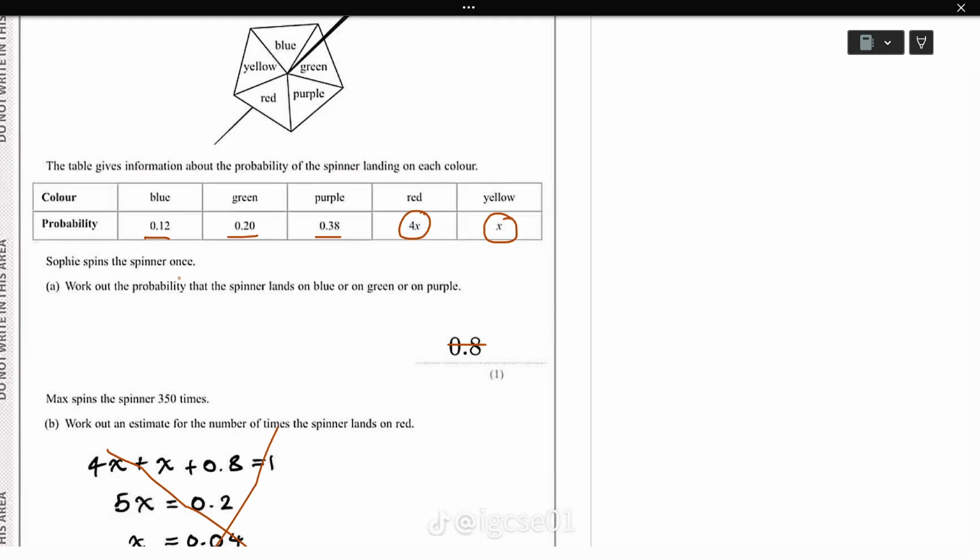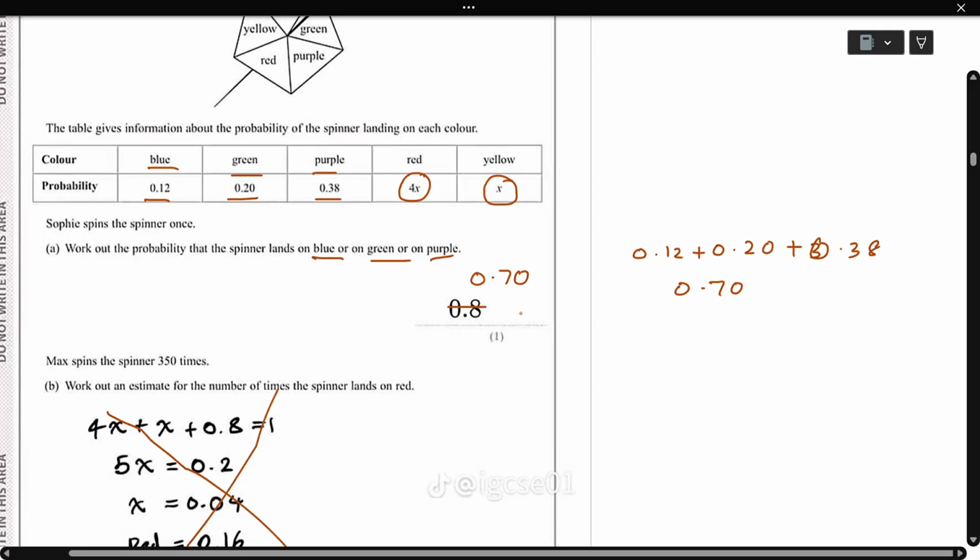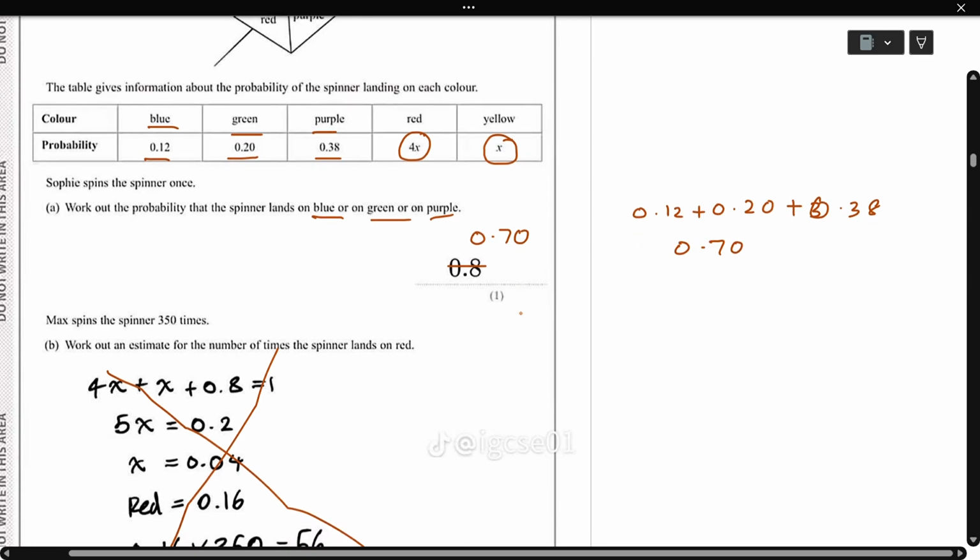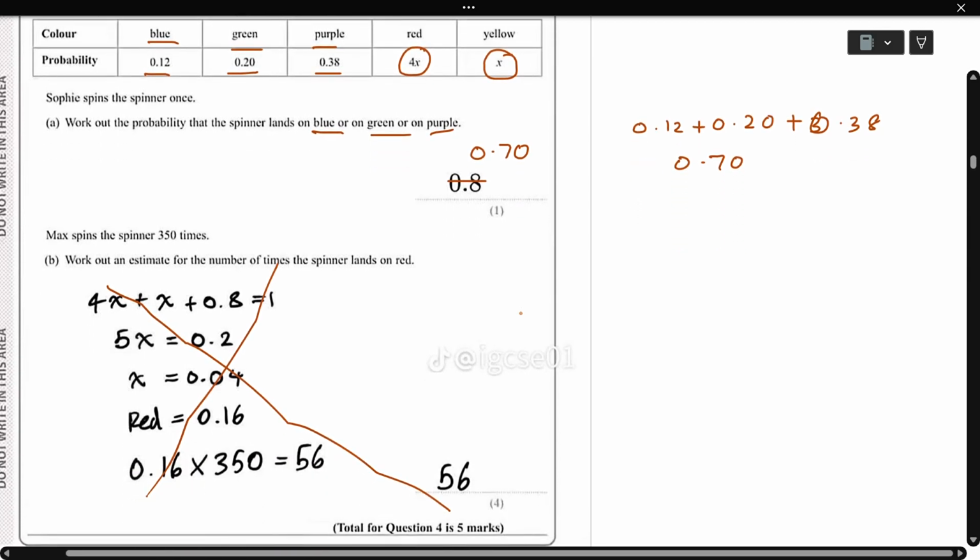If the spinner is spun once, work out the probability that the spinner lands on blue, green or purple. Only blue, green and purple, so we just need to add them all up. So 0.12 plus 0.20 plus 0.38. So 30 plus 28 is 58, plus 12 is 70. So we'll get 0.70, or we can write 0.7. That's it.